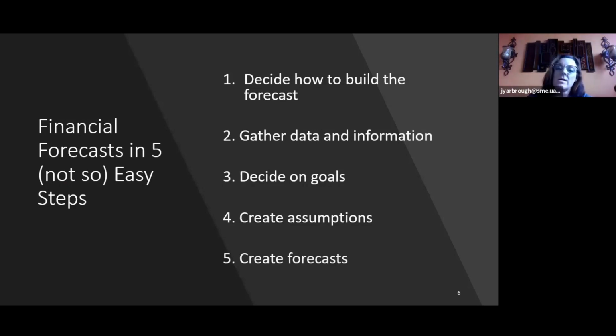And where this will challenge you, in most cases, I would say 99% of the time, it's going to be on deciding the goals, and then on creating the assumptions. Deciding how you're going to build it is a decision between some information sources. Collecting the data, presumably you've got whatever your bookkeeping system is, and good financial information going back for whatever period of time you think is relevant. And then creating the forecast, that's just a mathematical experience in your Excel spreadsheet.